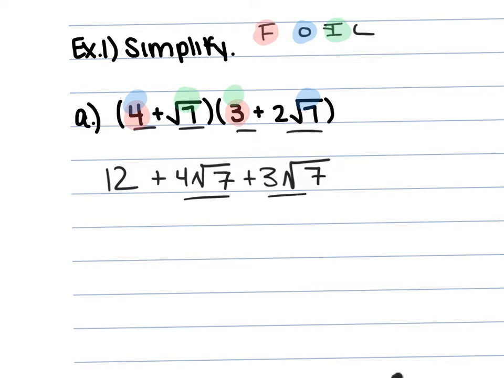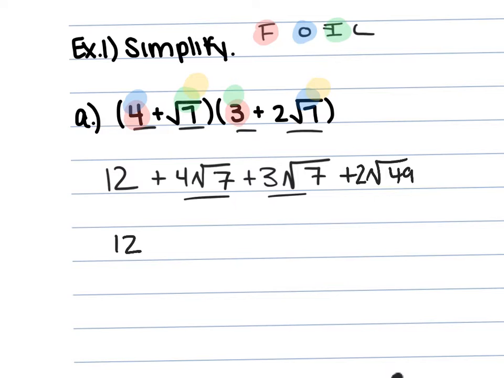And then finally, we've got our last term times our last term. What is the square root of 7 times the square root of 7? Don't simplify it. Just tell me what would be the next step. The square root of 49, and we'll simplify that in a minute. Okay, 12 is not going to simplify. It's just 12.